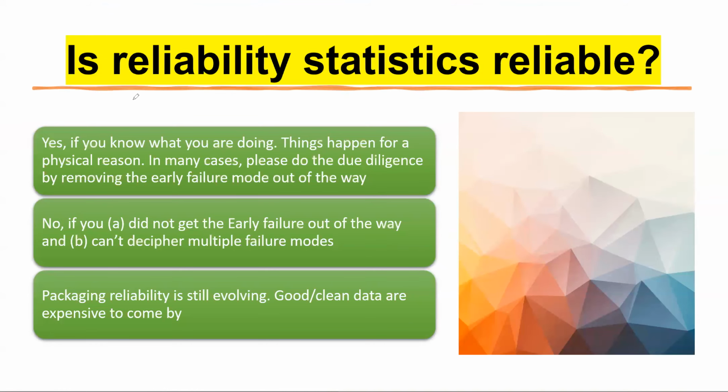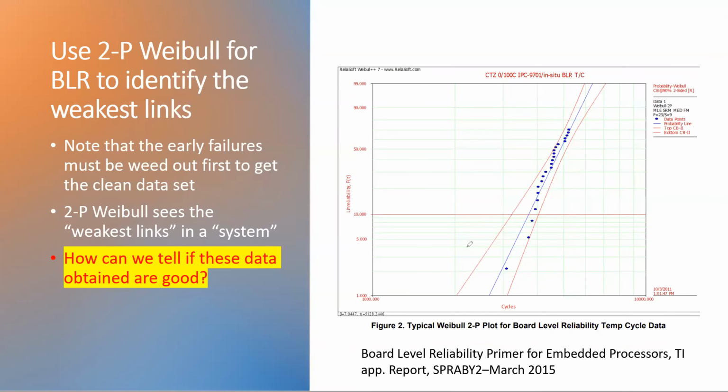So is packaging reliability statistics reliable? I would like to ask you the question. Yeah, if you know what you're doing, of course. Things happen for a physical reason, and this I would like to stress. If you've seen some anomaly, you need to find out physically why it went wrong. And then please do the due diligence by removing the early failure mode out of the way. When you're performing all these analyses, if you see outliers, mostly they're early failures. You need to really figure out what went wrong.